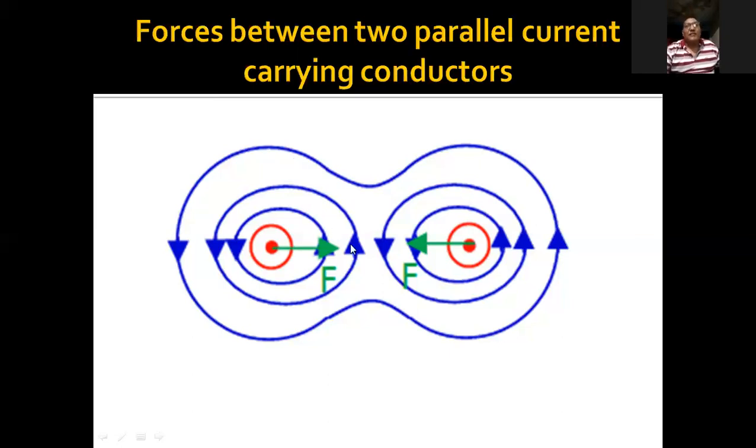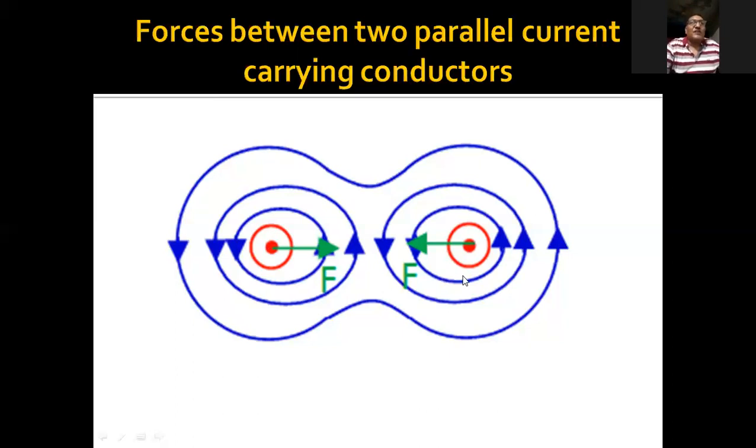So in the middle you see the magnetic field lines due to conductor one and the magnetic field lines due to conductor two have the opposite direction. So here a gap is created where the magnetic field lines are very weak. On the sides, the magnetic field is relatively stronger. So what happened? Conductor one experienced a force towards the right. Conductor number two experienced a force towards the left. So overall, both the conductors are attracting each other.